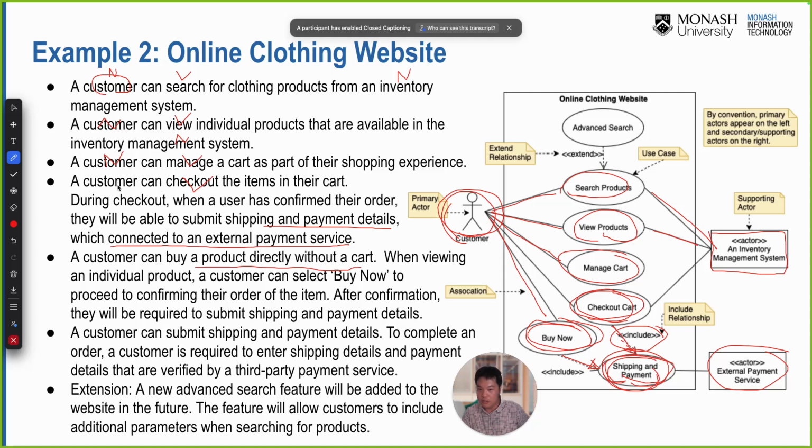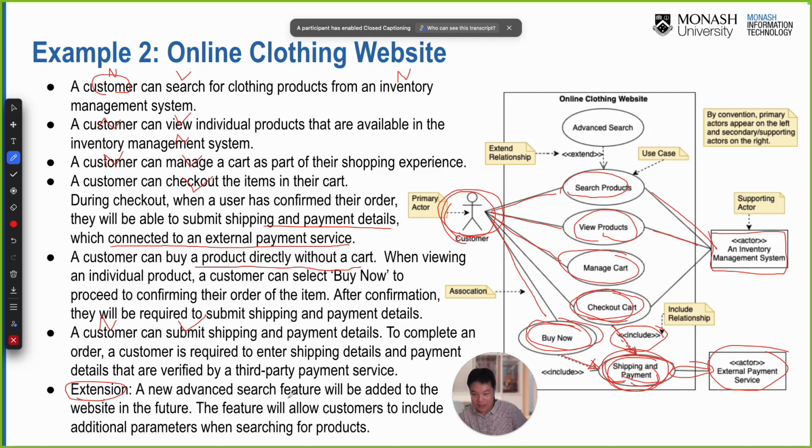All good. A customer can submit shipping and payment details to complete an order. A customer is required to enter shipping details and payment details that are verified by a third-party payment service. That's why we draw this line here.